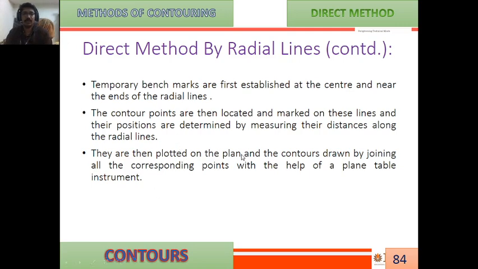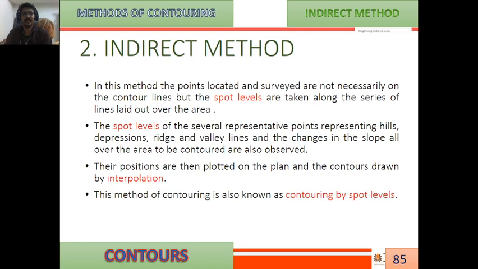They are then plotted on the plan and the contours drawn by joining all the corresponding points with the help of the plane table instrument in the field itself.